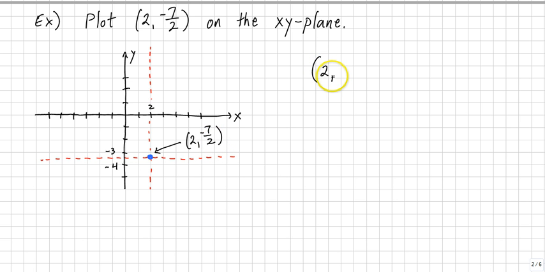Alright, so the first coordinate, the left coordinate, is typically what we call the x coordinate, and the right coordinate, or the second coordinate, is the y coordinate.